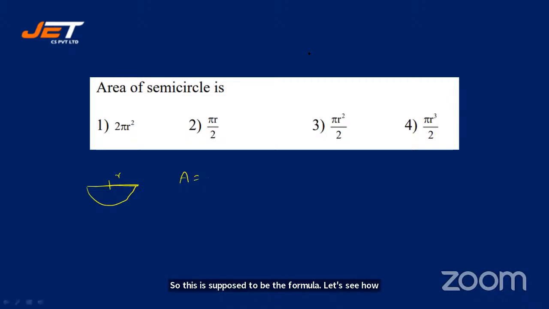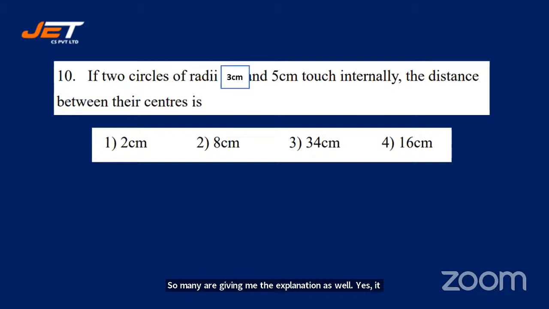Yes, Akhilesh, you're right. Bhavna, you're right. Okay, fine. So many are giving me the explanation as well. Yes, it is pi r square by 2. Perfect. With this, we are moving on to the next question.